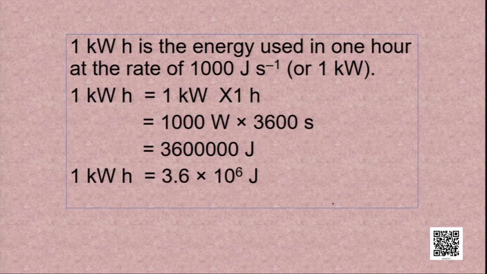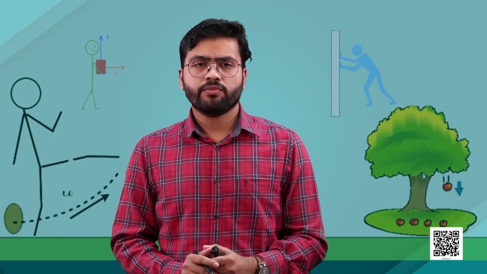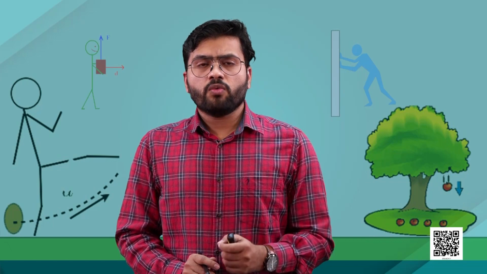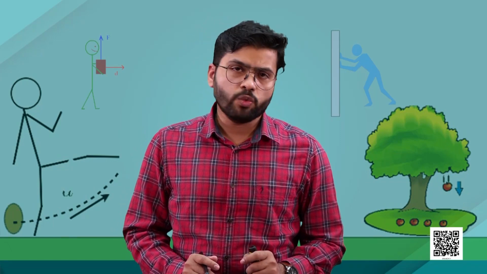So the total energy that it will consume in 1 hour, that means 3600 second. So if you multiply, 1 kilowatt is nothing but 1000 watt multiplied by 3600 second, that gives you 360,000 joule, or we can express it as 3.6 into 10 to the power 6 joule. So that is the commercial unit that we use. And in commercial terms, we say 1 kilowatt hour is nothing but 1 unit.